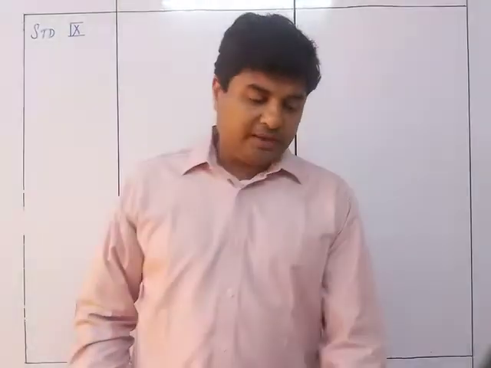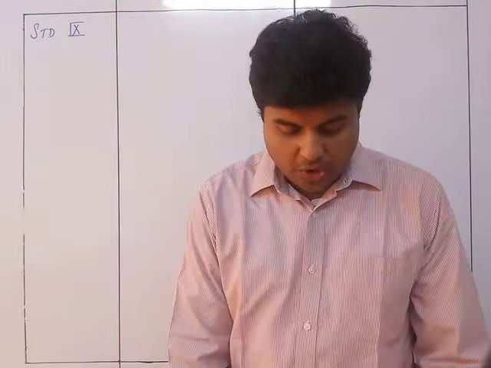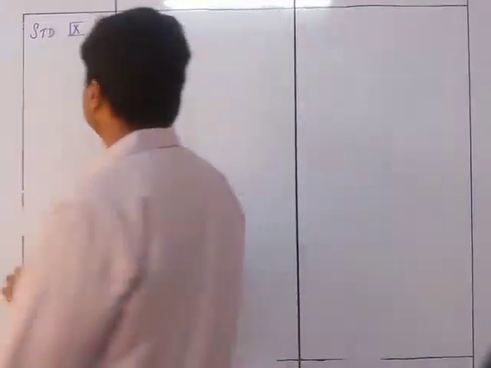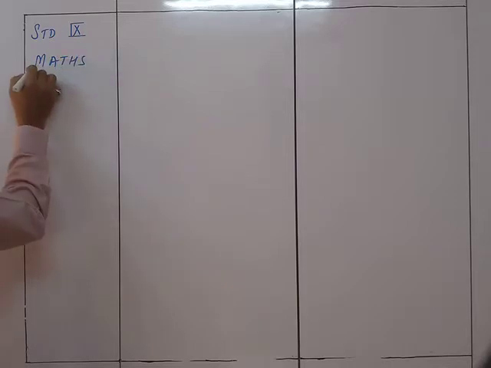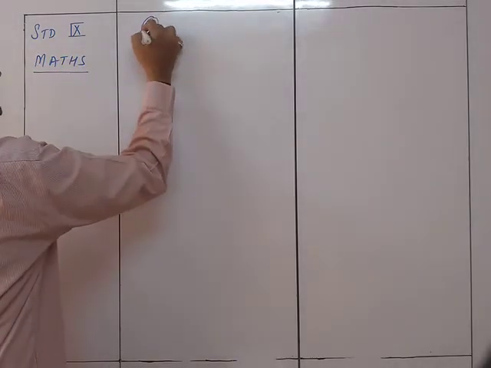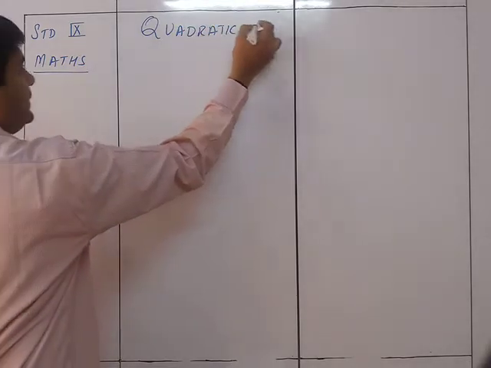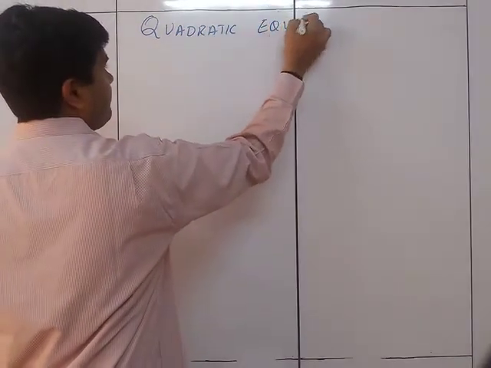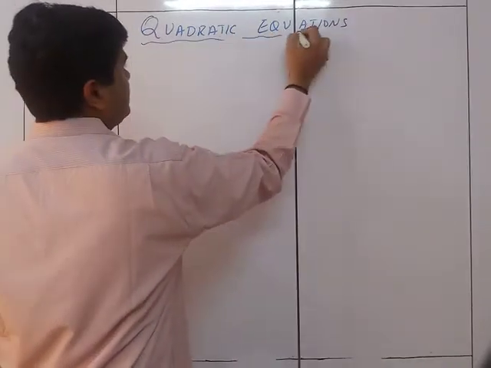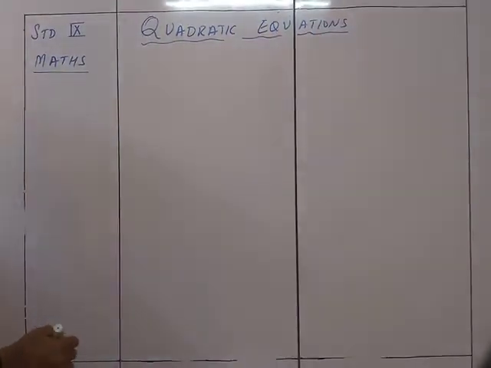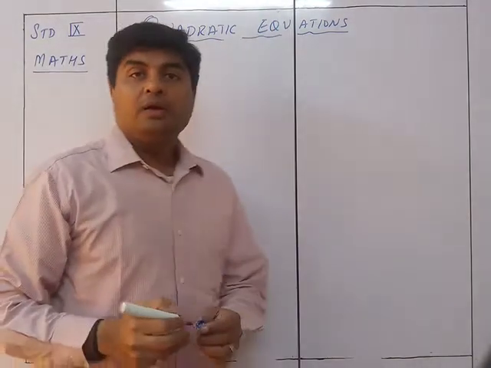We now move on to the next chapter, chapter number 7 of mathematics in standard 9th, that is maths. Standard 9th is quadratic equations. So these are a kind of equations, and this is the quadratic equation.